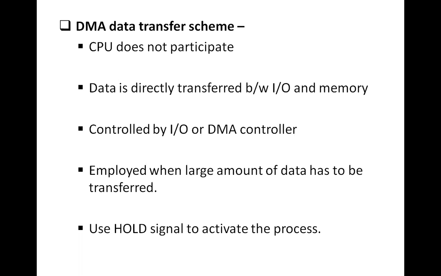And once this data transfer operation is over, it will again send a signal to the microprocessor, giving the information that whatever control has been allotted to that particular device, the work is over. Now you can do your work. So in that case, the microprocessor will be able to regain the control over the buses and it starts its operation. So those are the two data transfer schemes: one is program data transfer scheme and the other is DMA data transfer scheme.